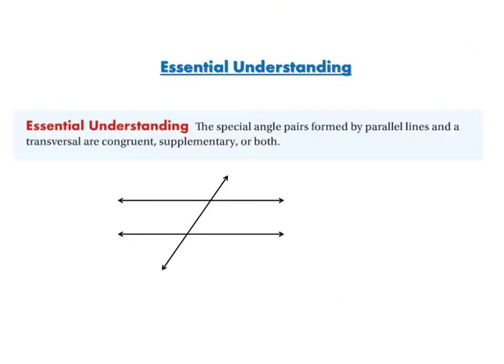The main thing to understand in this lesson is that the special angle pairs formed by parallel lines and a transversal are either congruent, supplementary, or both.